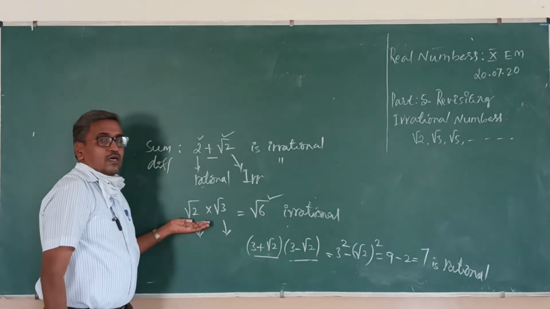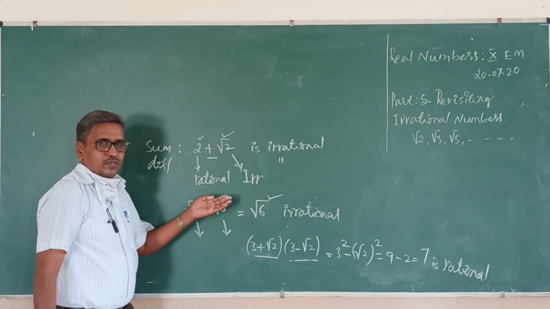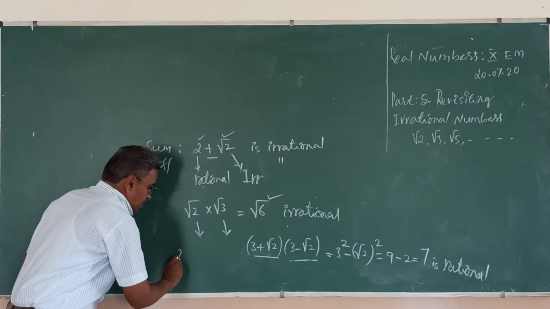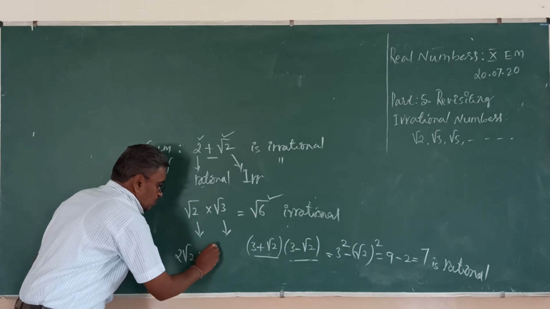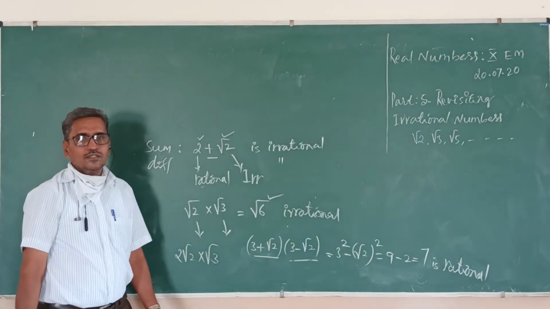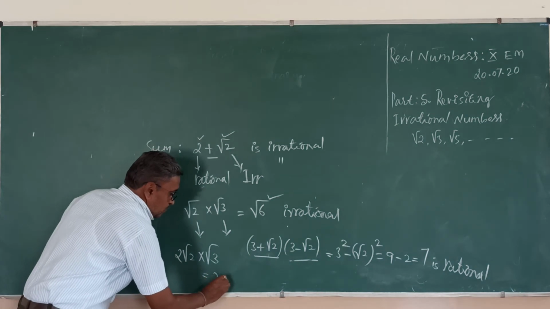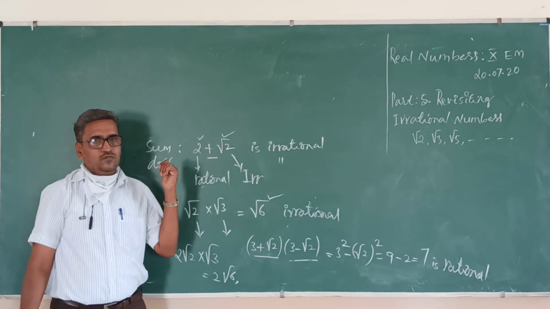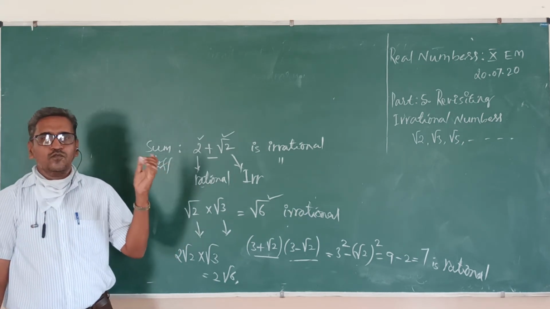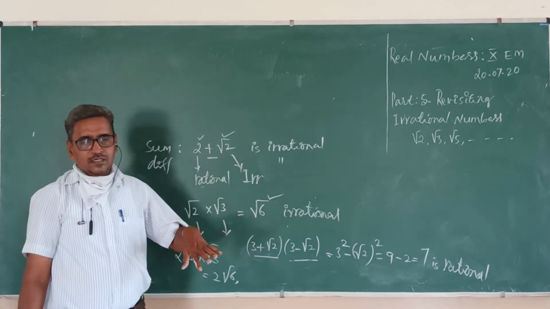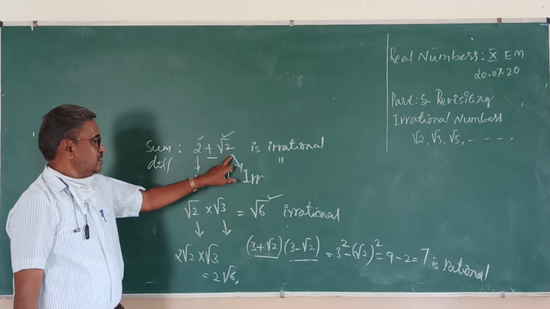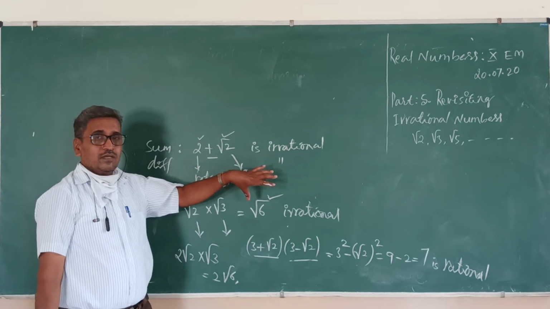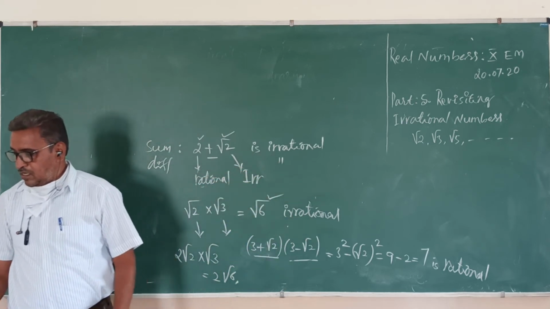See here, some approaches of monomials like that. Let's add one example: 2 root 2 into root 3, which is equal to 2 root 6, is irrational. So when we talk about the sum or difference of rationals plus irrationals, they may be rational or irrational. By the help of addition, we can understand whether it is rational or irrational. Okay.